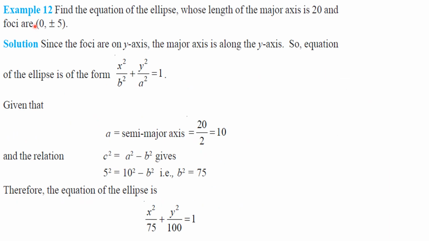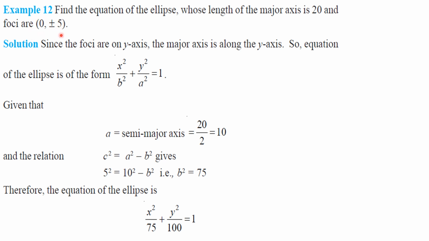Right. Now let us take another example. Find the equation of the ellipse whose length of the major axis is 20 and foci are (0, plus or minus 5). Understood this question, my children? Here also we have to find the equation of the ellipse with the help of the given data. What is the given data here? Length of the major axis is given and foci of the ellipse are also given.